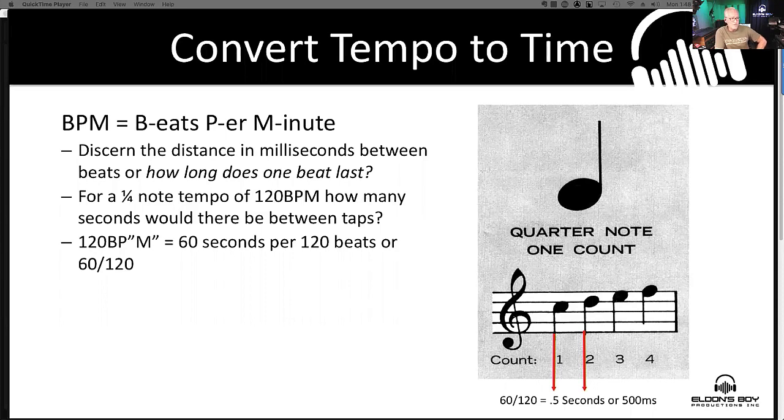Do I want it to land on the quarter note? Do I want it to land on the eighth note? Well, the eighth note would be half of that, 250 milliseconds. So it just goes right on down the line.